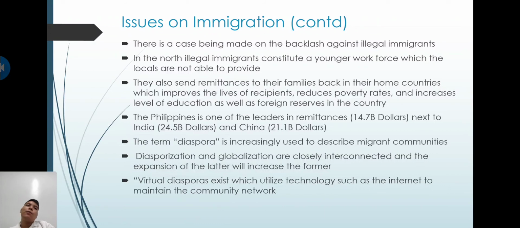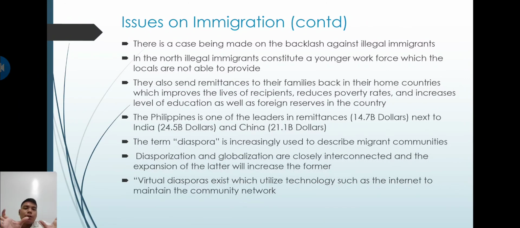However, class, there is often a backlash against illegal immigrants or a case for illegal immigrants. What do you mean, a case for illegal immigrants? In other words, they want the illegal immigrants to become legalized immigrants. So instead of deporting them, they would just legalize those immigrants. An example is in the north. When you say north, class, those are the developed countries in the northern hemisphere like USA, Canada, Europe, some Japan, etc.